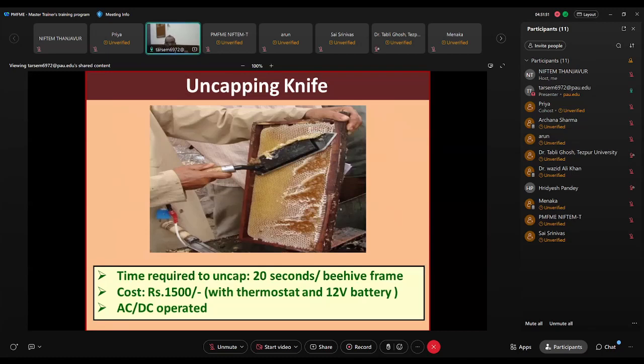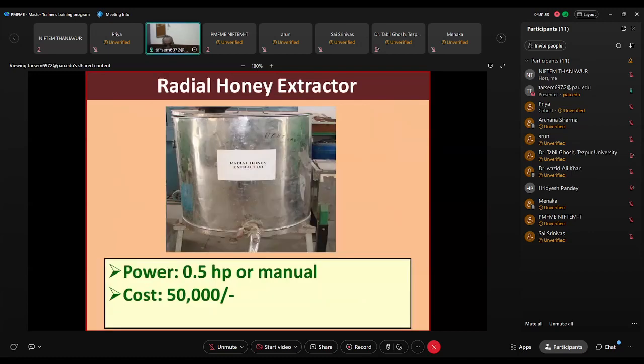Similarly, there is a simple radial honey extractor. This machine is now commercially available from most of the manufacturers. Initially, it was developed at PAU, Punjab Agriculture University. It can be either manual or motorized with a half horsepower motor, made of stainless steel, because we are dealing with food grade material. Its cost is about rupees 50,000.